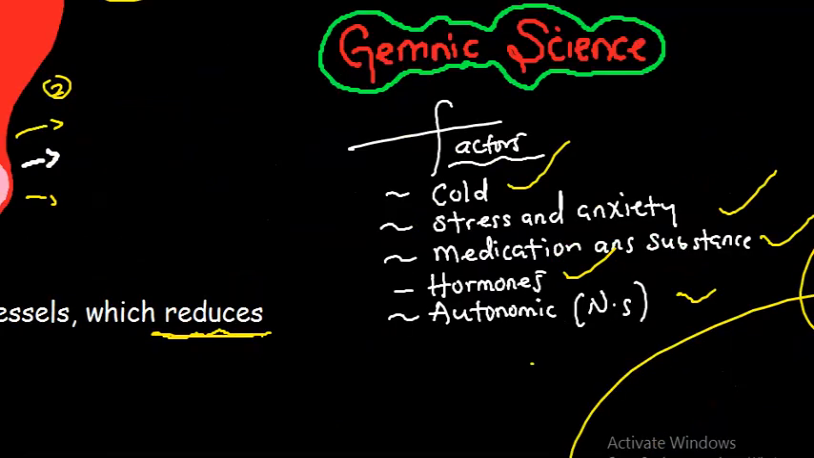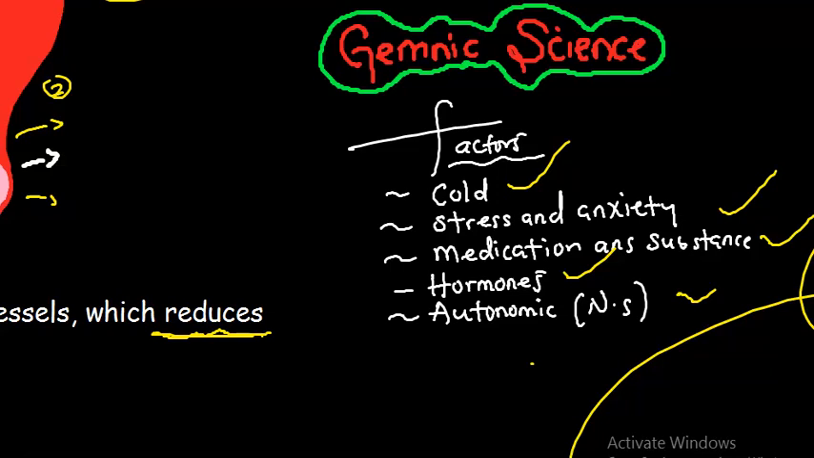When it comes to stress and anxiety, notice that the body's fight or flight response causes the release of adrenaline, leading to vasoconstriction. What I'm trying to explain also here is this: when you are stressed, your body releases chemicals called adrenaline that make blood vessels tighten up.